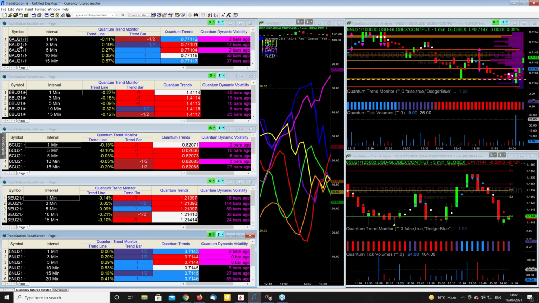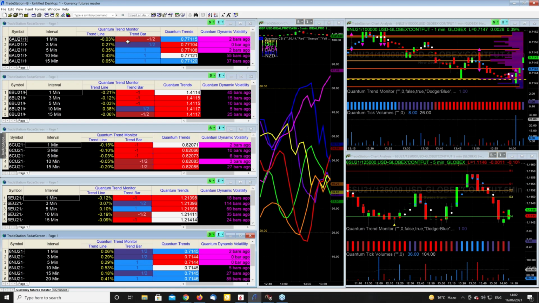We've got the 6A, which is the Aussie dollar, the 6B, which is cable, the 6C, which is CAD dollar, not dollar CAD, because everything in futures is quoted against the dollar. The 6E, that's euro dollar. The 6N, that's New Zealand dollar. And then over here, I've got the Swiss dollar, not the dollar Swiss. So when you start to see, and this is the trend monitor, and this is the quantum trends, and I've got the volatility over here on the radar scanner.